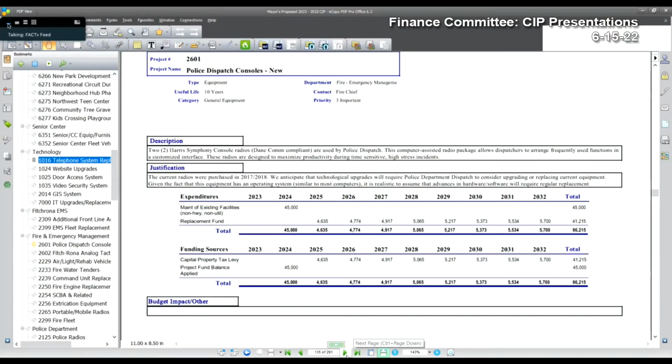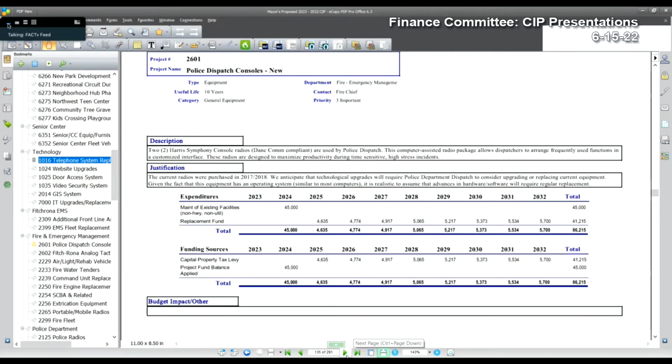Of all of the items that I'm going to speak with you about tonight, one expense is anticipated to be made next year, and that's the Fitchburg Analog Tactical System, and that serves police, fire, EMS. So I'll start in with the first project number 2601. That's the police dispatch consoles. The consoles that the dispatchers in the police department use are looking to be replaced in 2024.